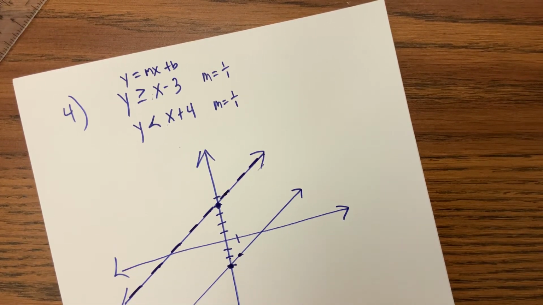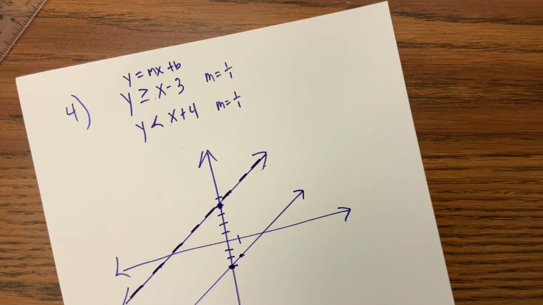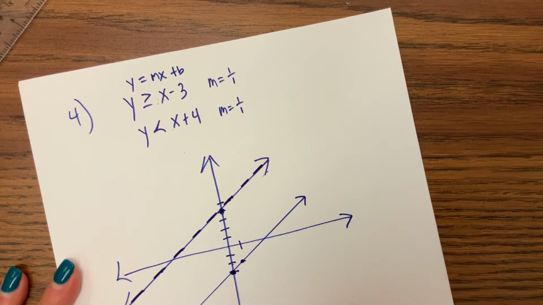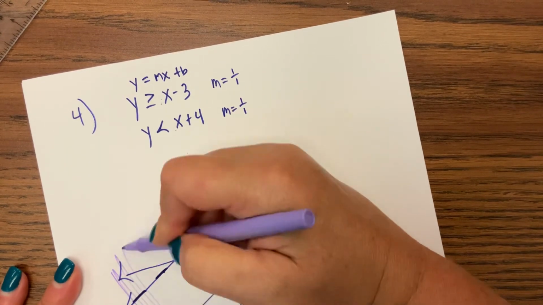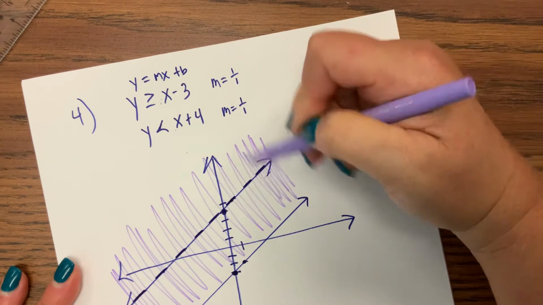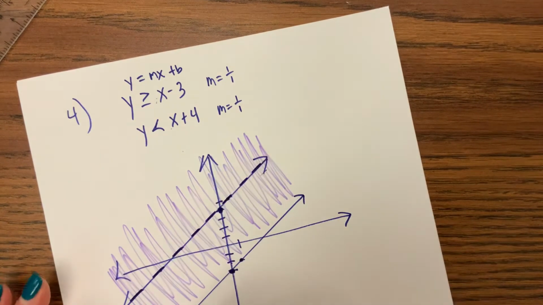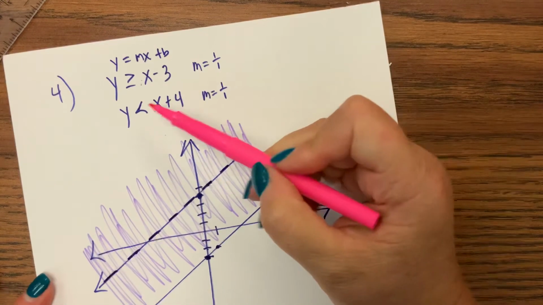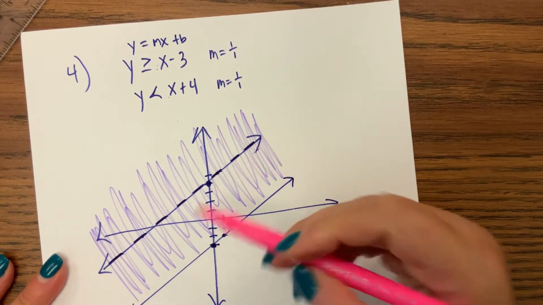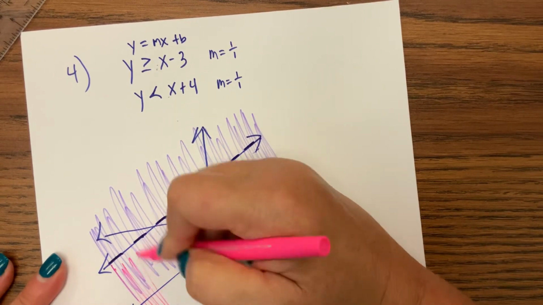So this was our first line, and it's a greater than or equal. So that means I'm going to do purple. So that means everything is that line and greater. So we go above the line. Okay, then my dashed line that I messed up on, it is less than. So from the line, remember the line is not included, and then it's everything below.